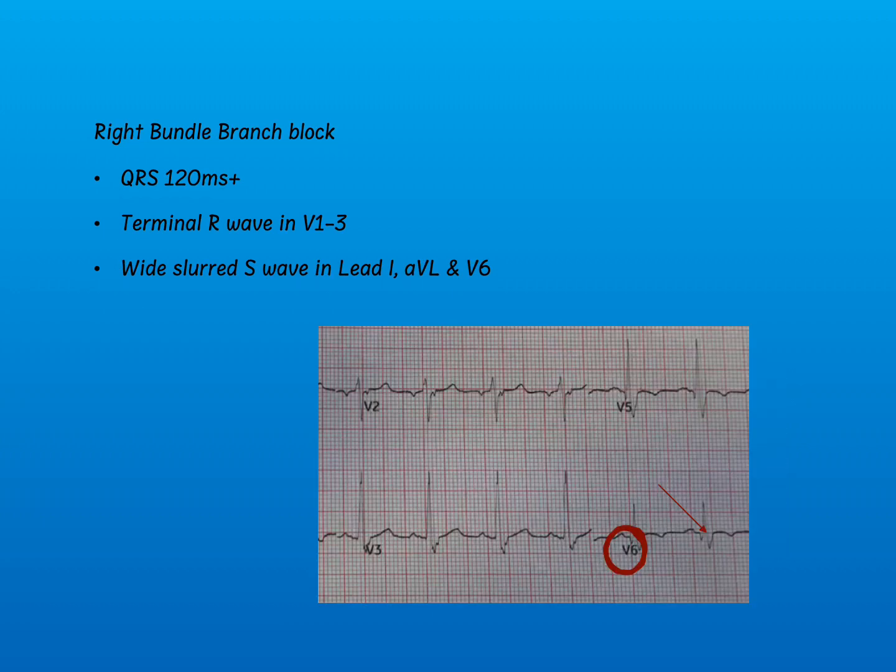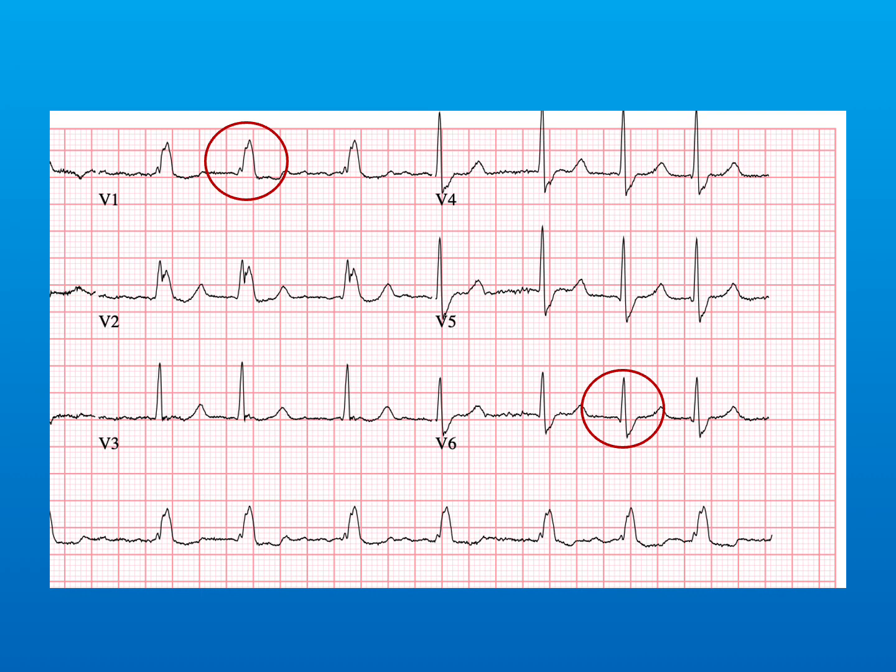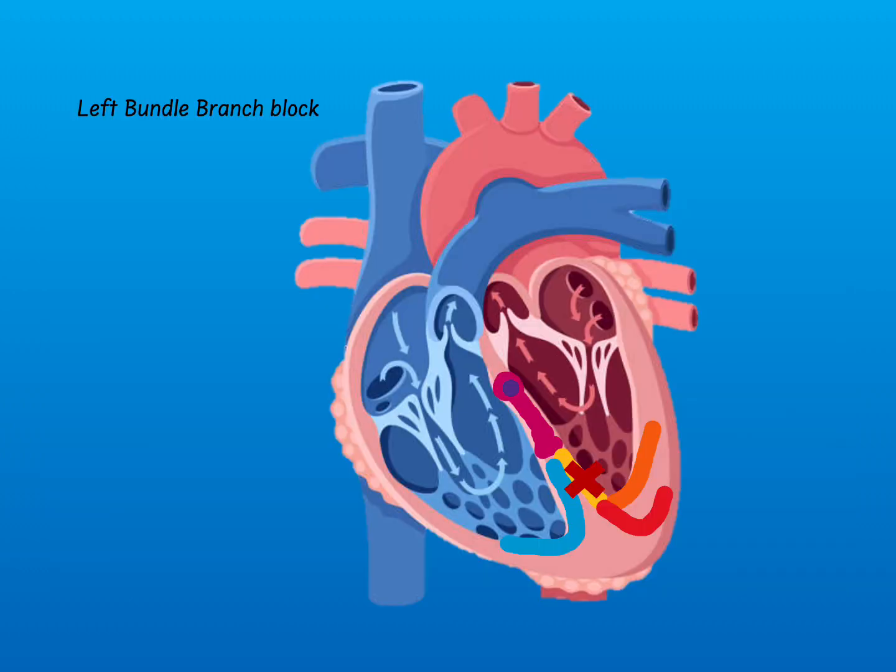Now, to sum up right bundle branch block, we have a QRS greater than 120 milliseconds. We have an RSR pattern in V1 and a wide slurred S wave in V6. Right bundle branch block is a relatively common abnormality and it's not predictive of structural heart disease, unlike left bundle branch block, which is almost always associated with some form of structural heart disease.